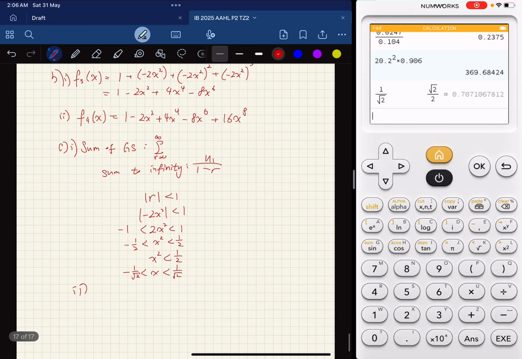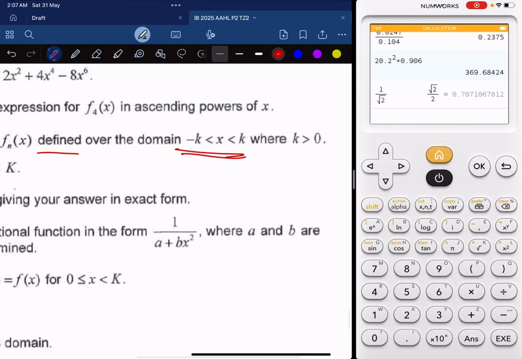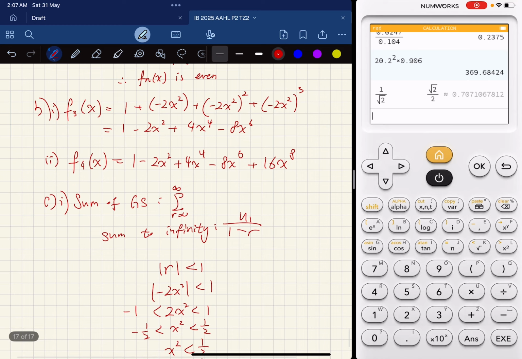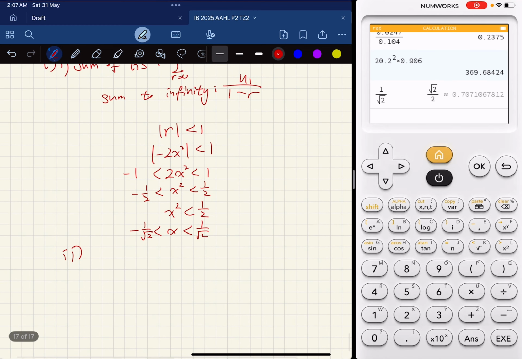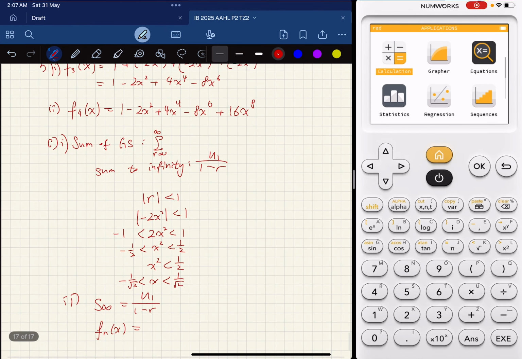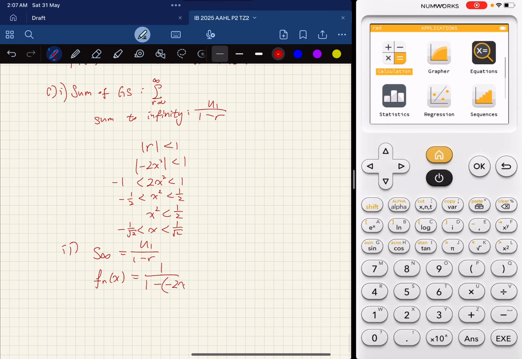C2. Express f(x) as a rational function. So obviously this is sum to infinity already. Okay, so a and b are to be determined. So all we need to do is just use the sum to infinity formula. So S infinity equals u1 over 1 minus r. The f(x) could be written as u1, which is 1, over 1 minus r. The ratio is negative 2x squared. Okay, so 1 over 1 plus 2x squared.